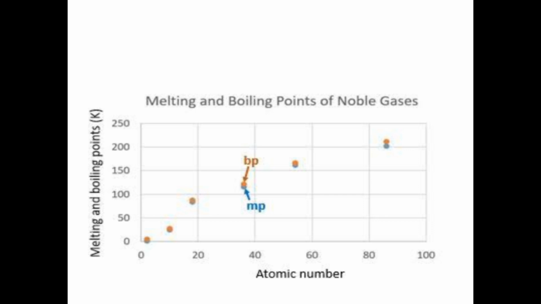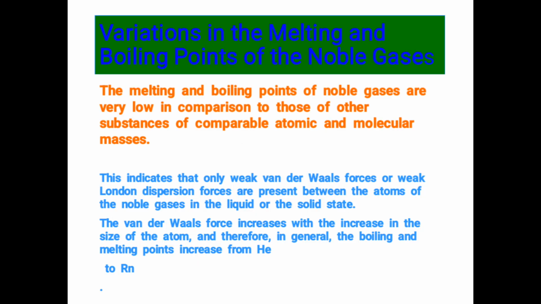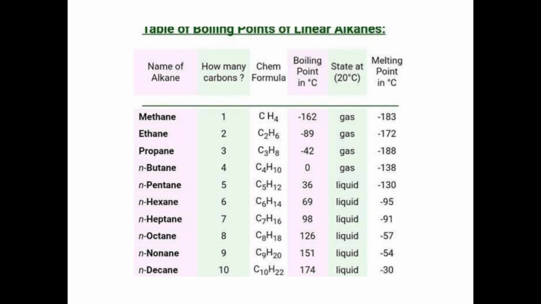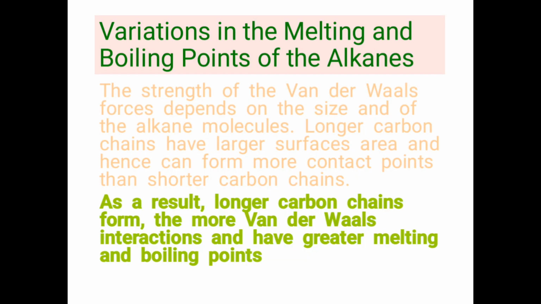The same thing will occur in noble gases. Why? Because the van der Waals force present in the noble gas will increase as you move down the group. So therefore, as you move down the group, the melting and boiling point will also increase. The same occurs with alkanes. Observe that for the first 10 members of the alkane family, the melting and boiling point is also increasing.